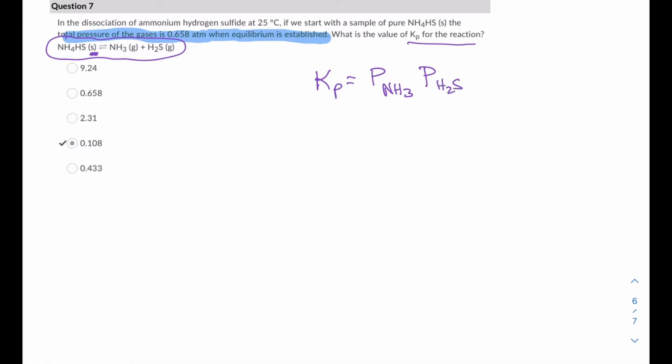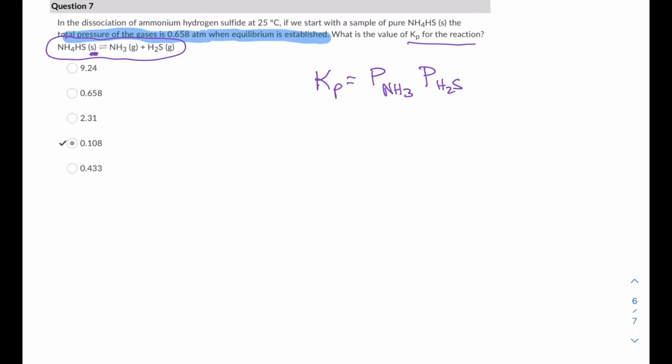Remember, if there had been a balancing coefficient on either of those, then that would be the exponent. For example, if there were two NH3s in the balanced reaction, then my partial pressure of NH3 would be squared, and so on. So that's the formula for the equilibrium constant that I'm going to need to plug into. So I need the pressures of both NH3 and H2S at equilibrium.